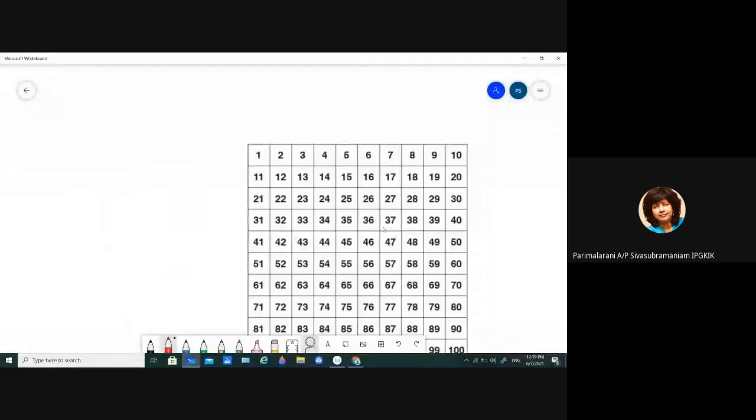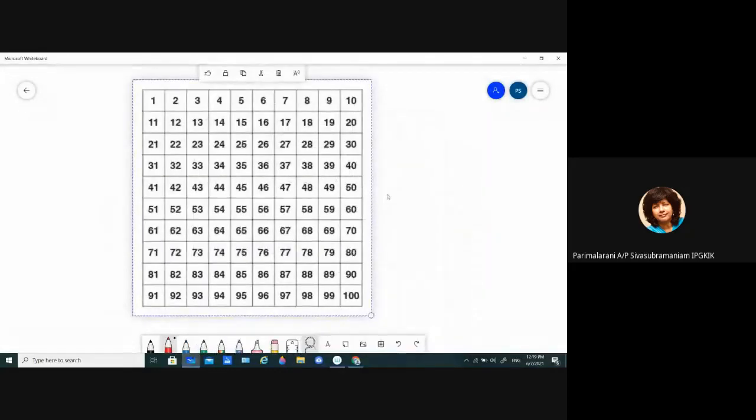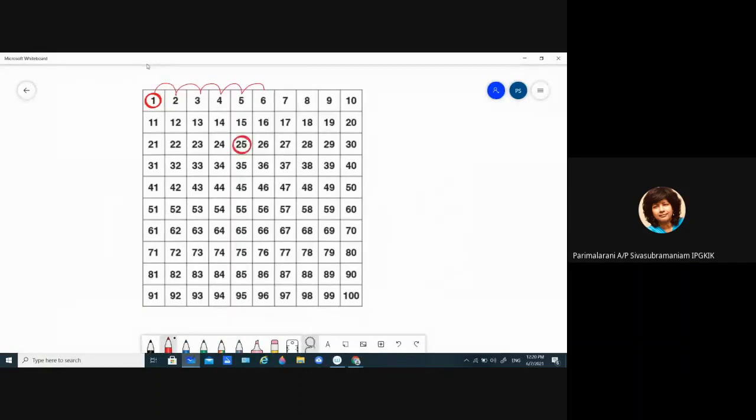Okay, this is called a hundreds chart. We can use this to do counting. Supposing we want to teach counting on, we can start at number 1 and we say count on. So 1, 2, count on in ones: 1, 2, 3, 4, 5, 6 and so on. Or we can say count on from 25, count on. So 25, 26, 27, 28.